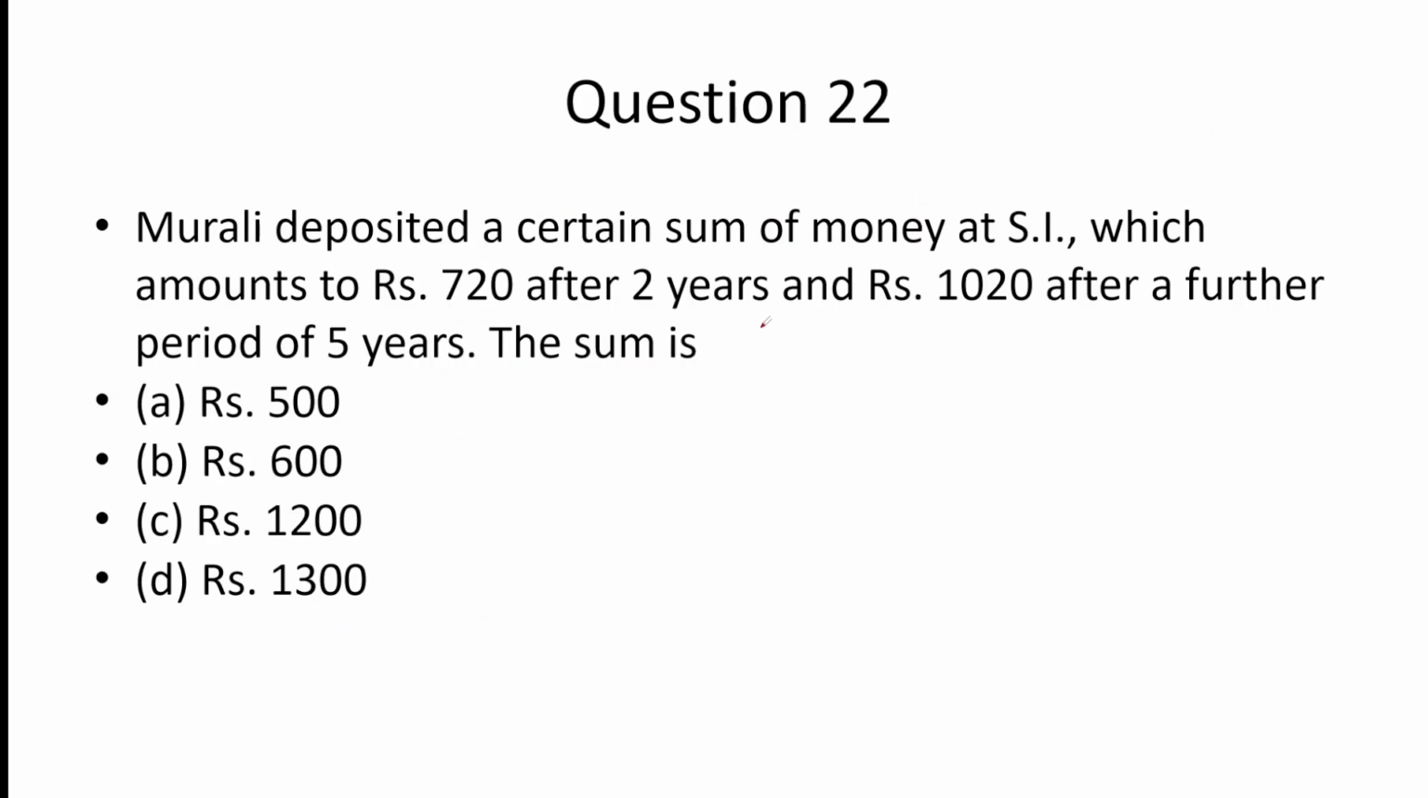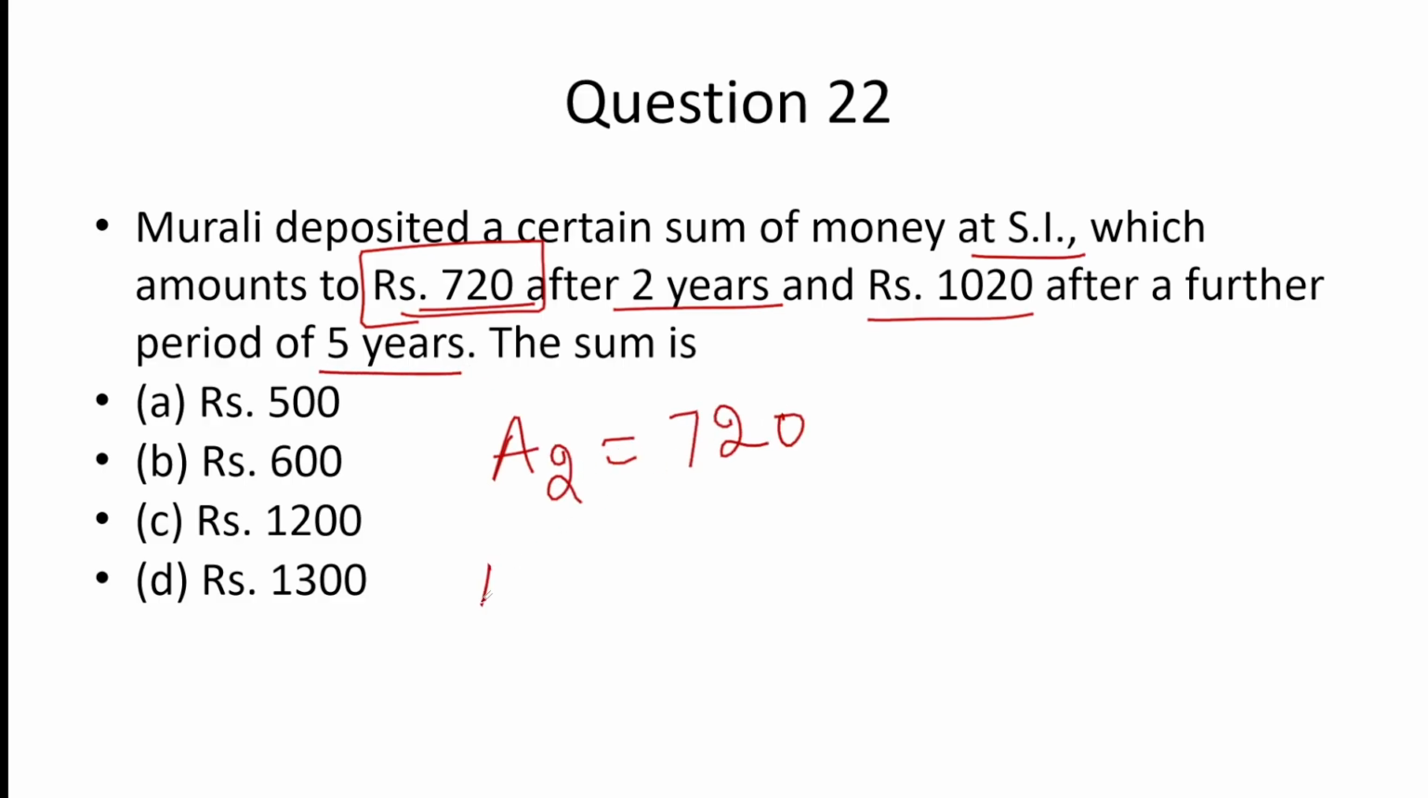The next question is based on simple interest. Murali deposits a certain sum of money at SI which amounts to 720 after 2 years, and rupees 1020 after 5 years. So amount of 2 years is 720. Amount of 5 years is 1020. How do we write the amount? It is principal plus simple interest of 2 years.